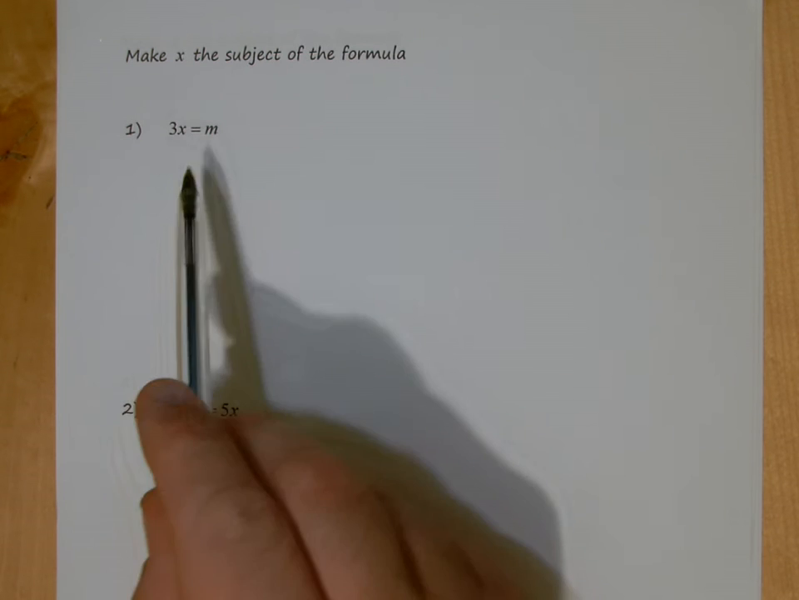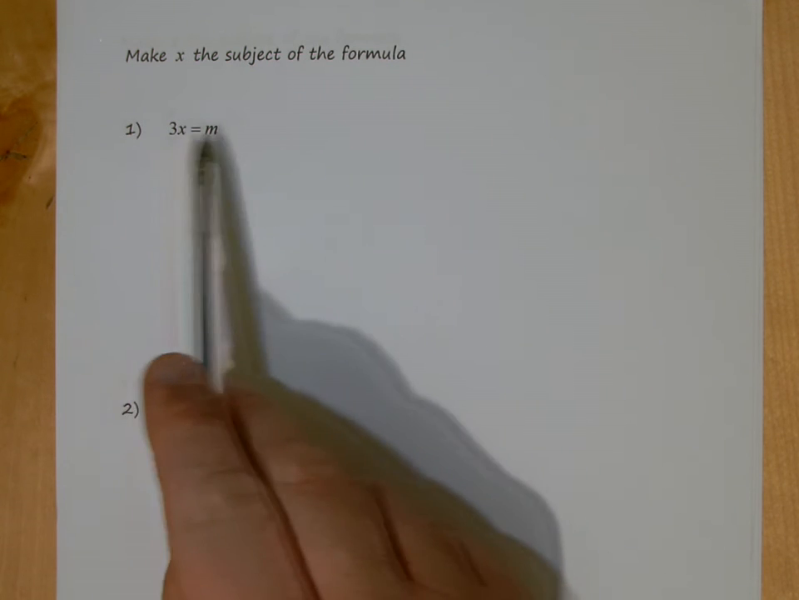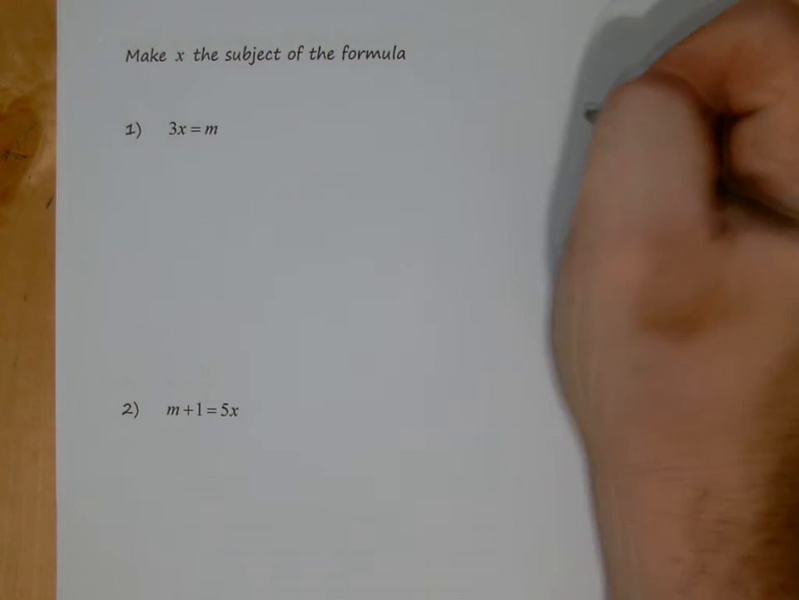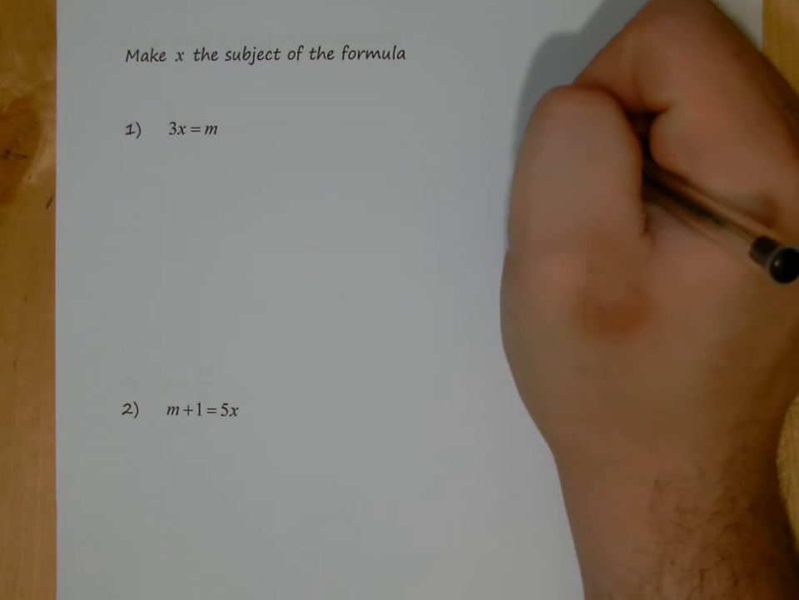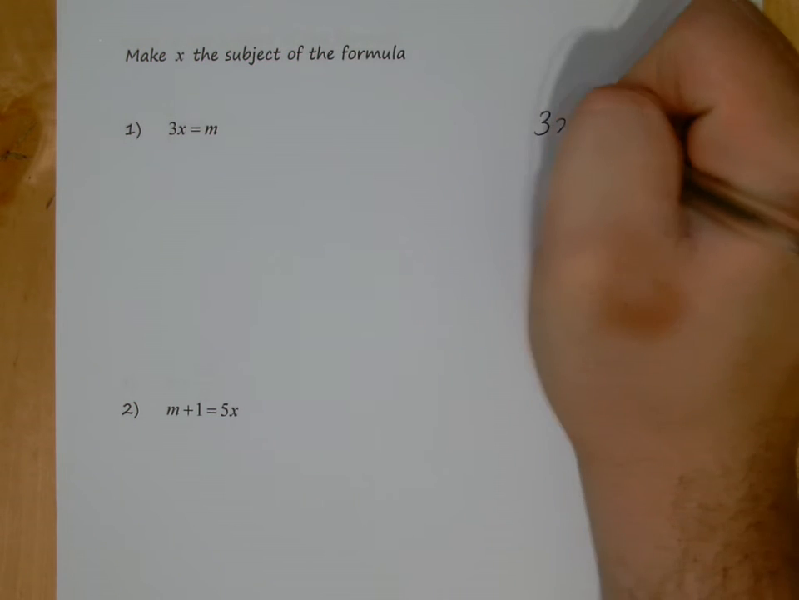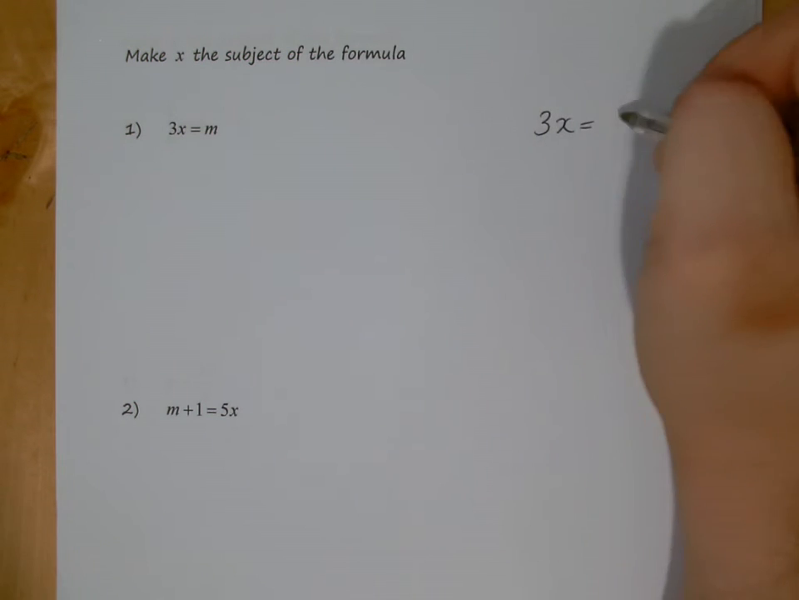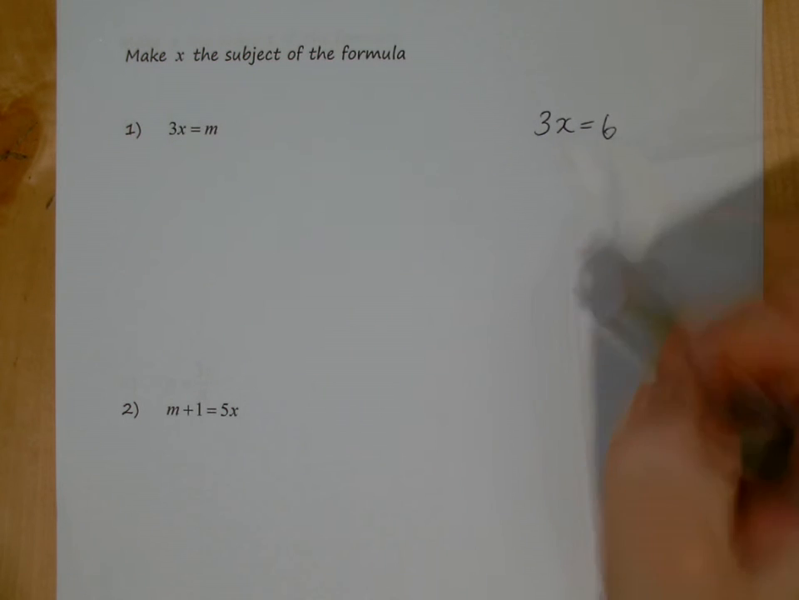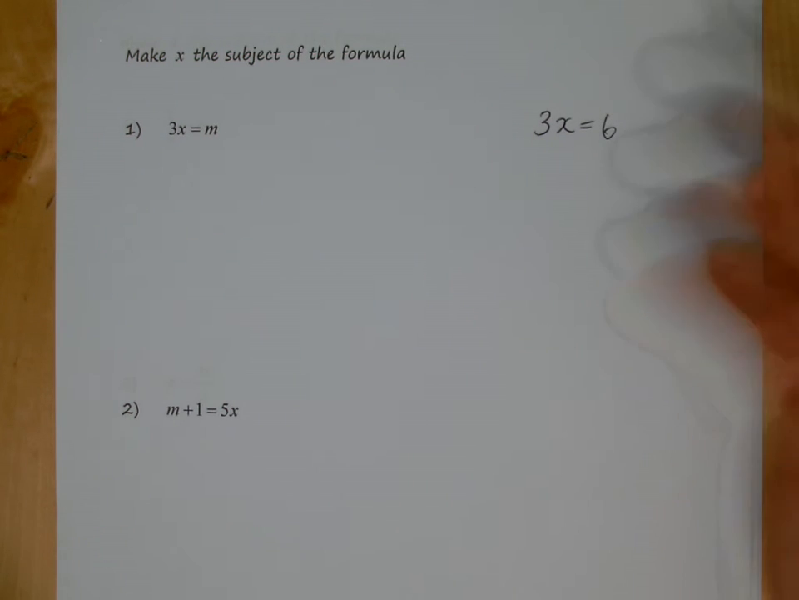Okay, so another situation arising here where we've got 3x equals m, and they want us to make x the subject. Now this is very similar, of course. Think back to solving equations. Suppose I've got 3x equals a number, let's go for 6. If I've got 3x equals 6, ask yourself what you would do to work out x.